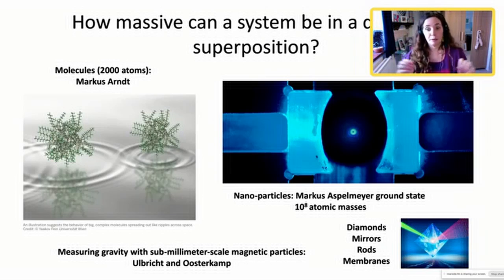And from there, they said, okay, it works for electrons. Amazing. Let's do it now with atoms. And then it's like, how much bigger can the system get? The record is held by Markus Arndt's group in the University of Vienna as well, where he has been able to put big molecules in a superposition. And by big, I mean the molecules have around 2,000 atoms.